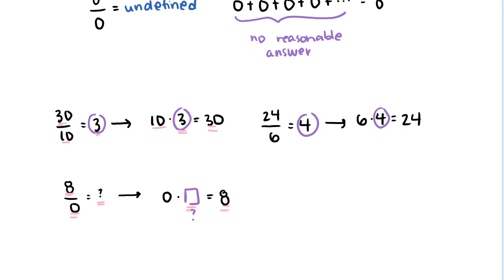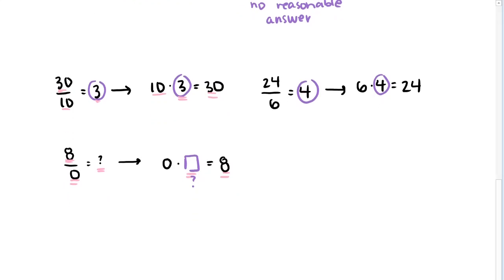And so, what number belongs here? What number times 0 is going to give us 8? Well, there's no reasonable answer. Any number times 0 is going to be 0, and so we can't possibly get 8. So this is another way of seeing that there's no reasonable answer to put here, and so there's no reasonable answer for this division.